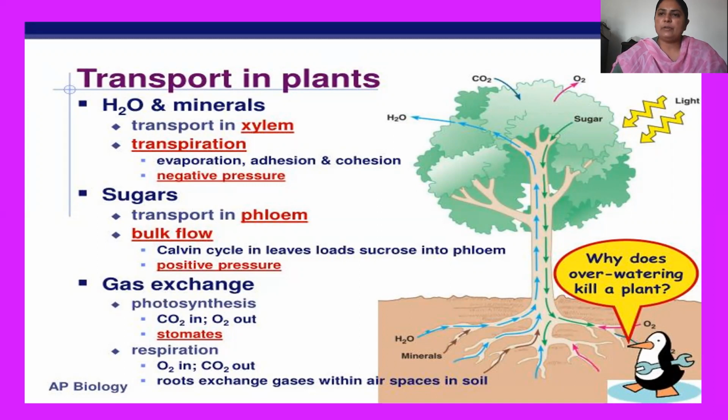That is, carbon dioxide gas enters the leaf of the plant for the purpose of photosynthesis. And as an end product of photosynthesis, oxygen gas is evolved, and it also comes out from the leaf through these stomata.